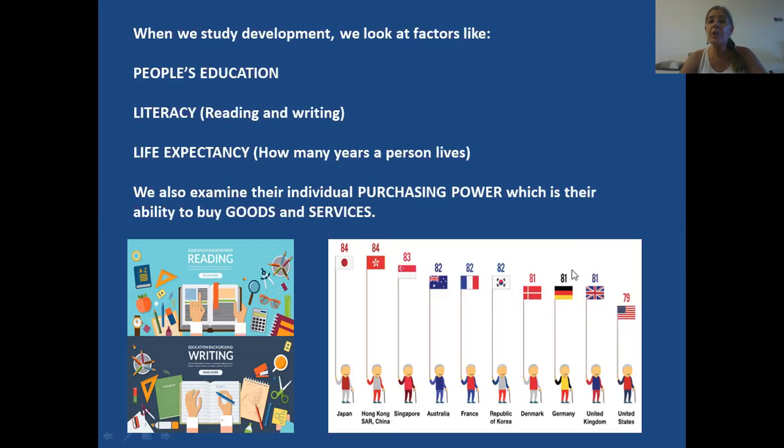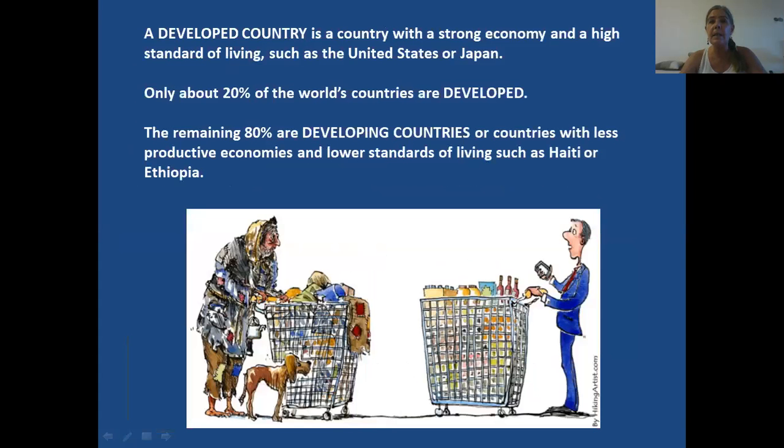Here on this picture, you can see the life expectancy in different countries. So it's the average years that people can live, okay? For example, in the United States, the average life expectancy is 79 years old, compared to Japan, where the life expectancy is 84 years old. So that's what we refer to as life expectancy.